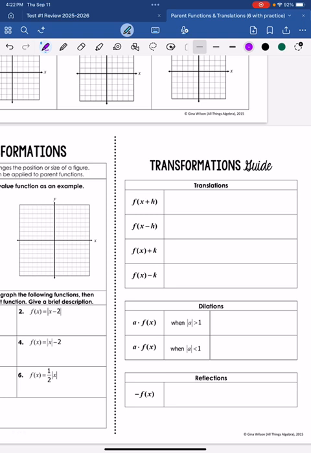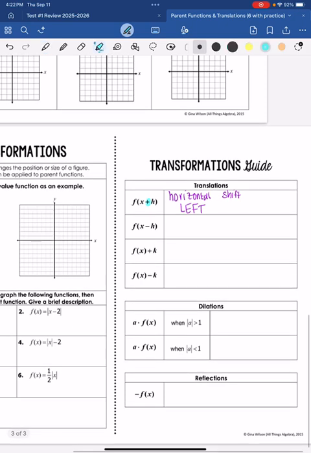So transformation. The f of x plus h. H tells you a horizontal shift, horizontal left, right, and it's always the opposite of what you would think. So it says x plus h, that's actually a shift left however many units it's going to be. And x minus h is going to shift the function to the right. Plus k is going to shift the graph up. And minus k is going to shift the graph down.